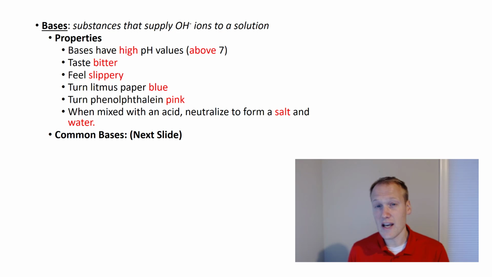Bases produce OH- ions when they're in solution. Typically they have pHs between 7 and 14. They taste bitter and they feel slippery like soap, because most soaps are bases. They turn litmus paper blue and phenolphthalein pink, and typically if you put them with an acid, they will neutralize and produce a salt.